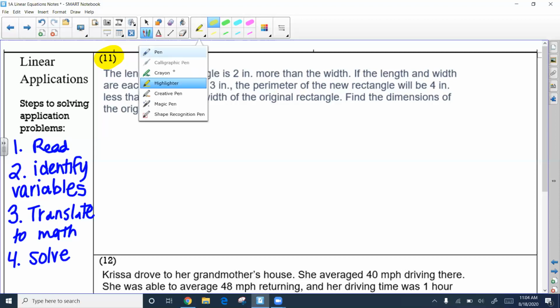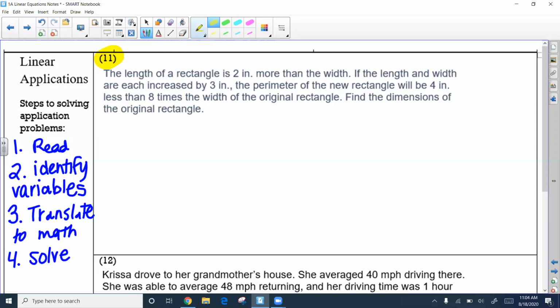When we're identifying the variables, the most useful thing is to usually look at the very last sentence, which is usually either a question or it's telling you what you want to find. So this last sentence tells us what we're trying to find. Find the dimensions of the original rectangle. That helps us figure out what variables we're trying to use. So dimensions are talking about length and width of the rectangle.